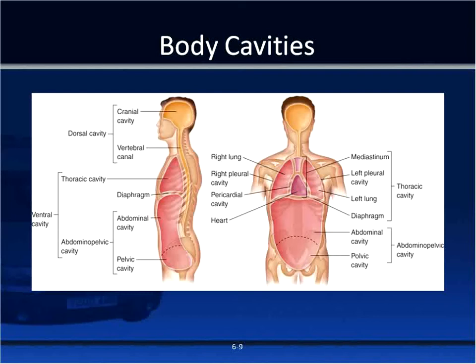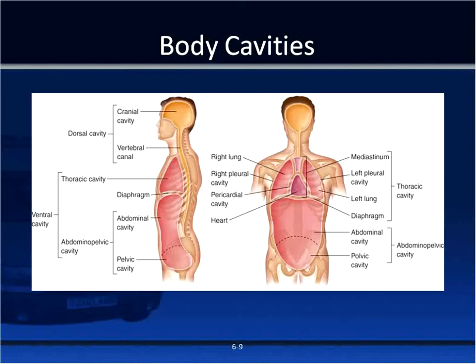The abdominal cavity is located below the diaphragm and above the pelvis. The abdominal cavity contains the stomach, intestines, liver, gallbladder, pancreas, and spleen. Although not separated by any kind of wall, the area below the abdominal cavity is called the pelvic cavity. The pelvic cavity contains the urinary bladder, part of the large intestines, and the reproductive organs.